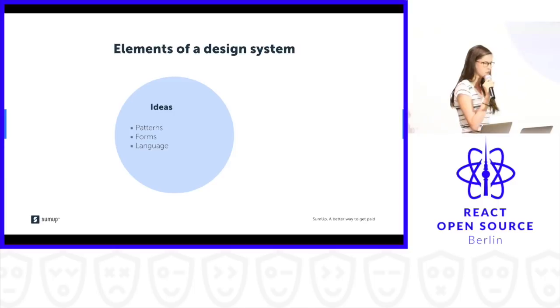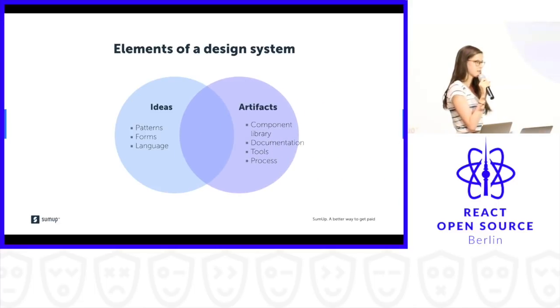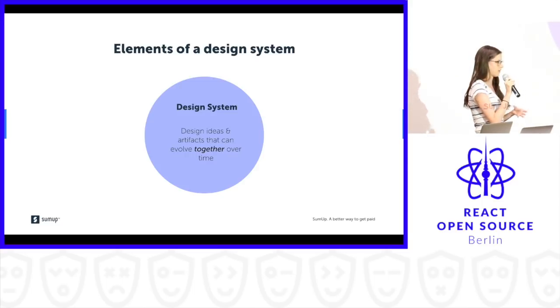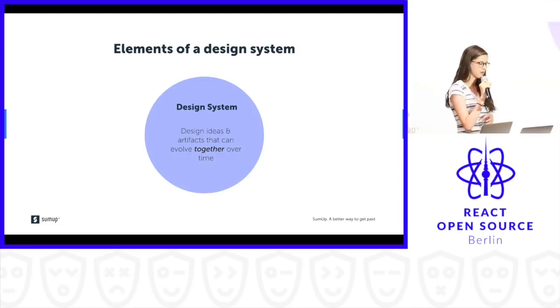So first things first, you have the ideas, right? You have, how do I want to communicate with my end user? How do I want things to look, the shapes, how do I want it to feel? And then you have the stuff that us designers and developers create. You have the artifacts, the manifestation of these ideas. And when you bring these things together into a single unit, you end up with a design system. So something where the ideas and the artifacts that you create as a result can evolve together over time.